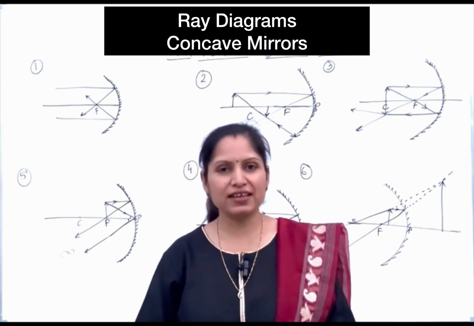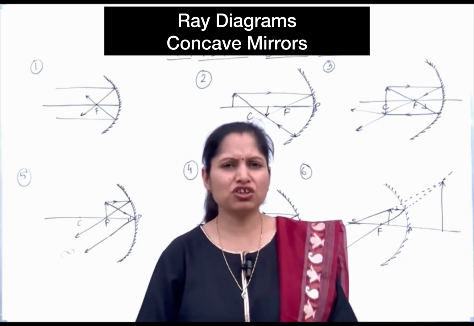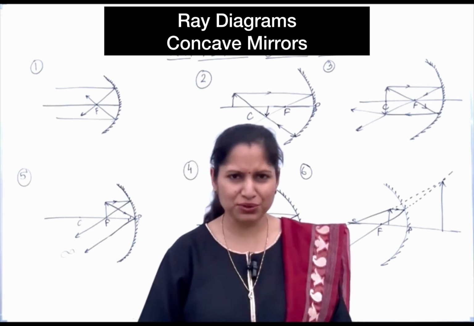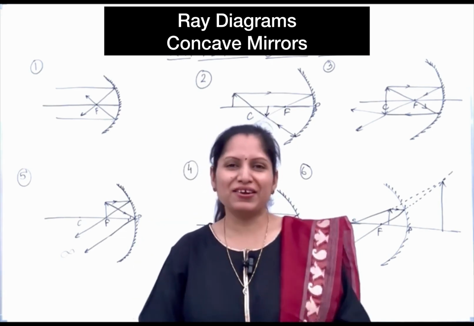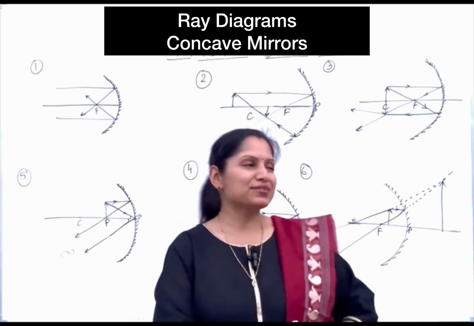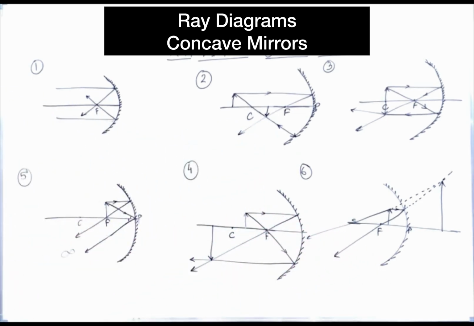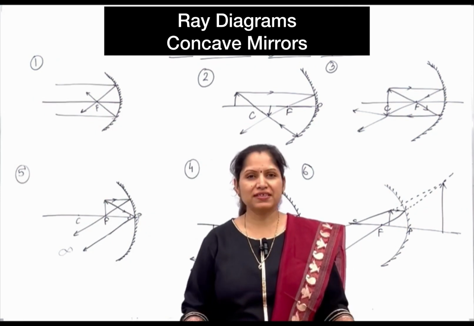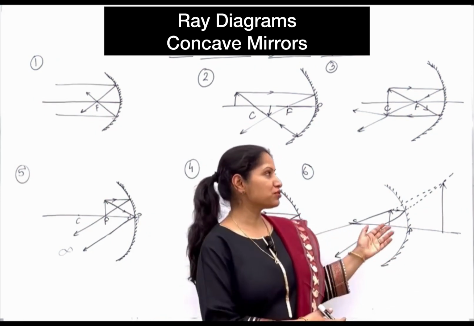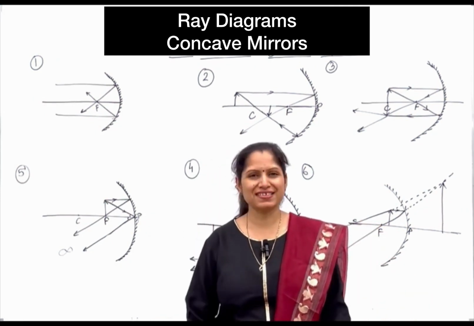I'll shift to the side. So if you want, you can take a screenshot, but better diagrams are given in your NCERT book as well. So you need not take a screenshot for that. So that's all for the ray diagrams. Now let's do some experiments to show these positions of objects and images.